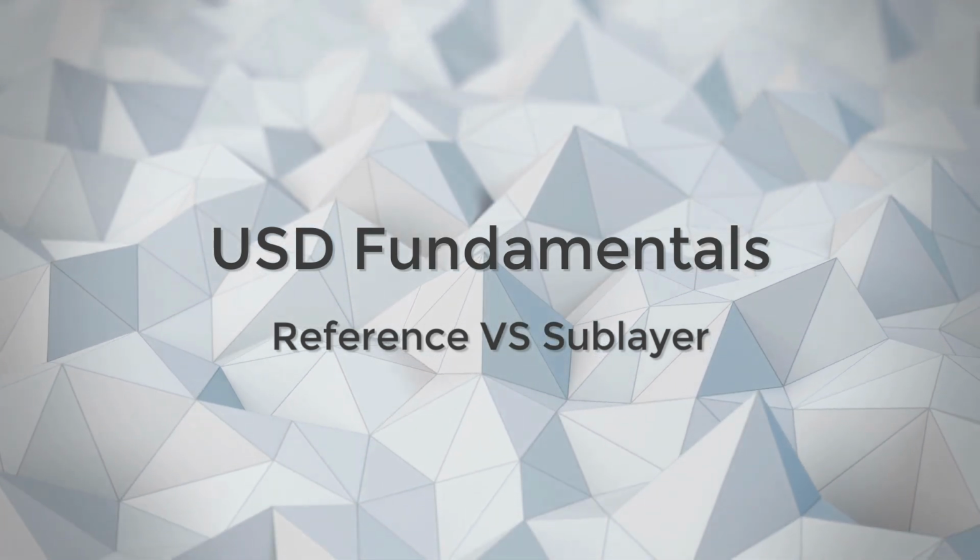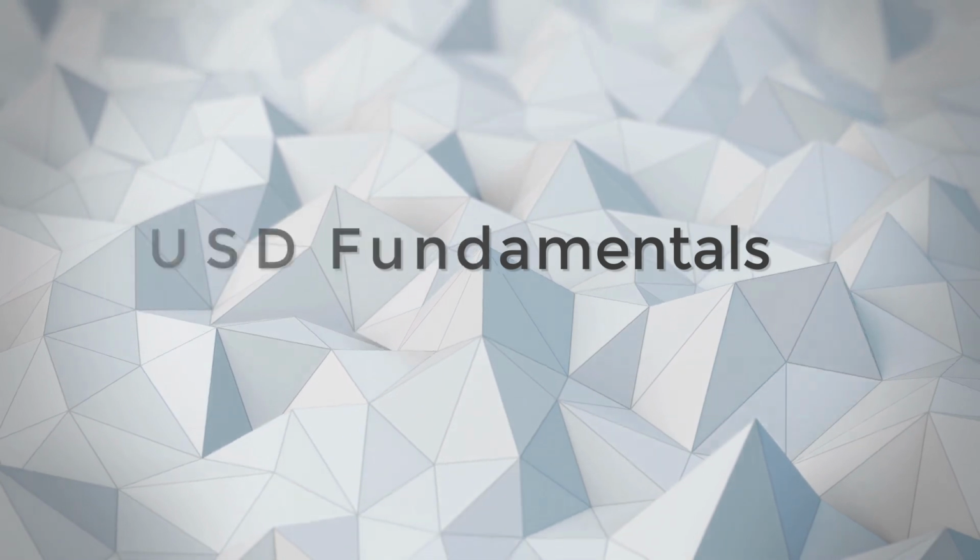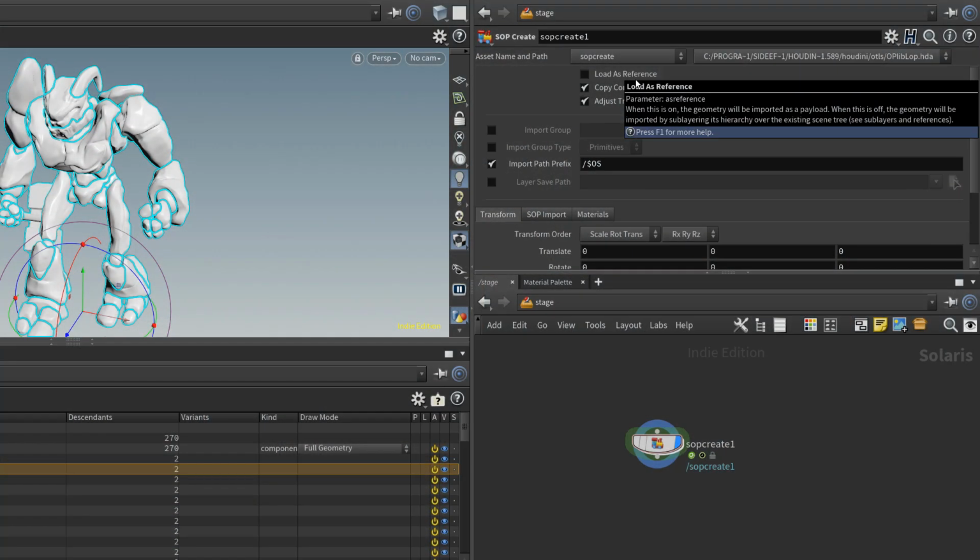What Houdini's help is telling us is that with USD you have two ways of importing the content of another USD subfile. They might look very similar, but the first one is sublayering the tree of the imported file over the current tree, while the other one is called referencing. It basically attaches the content of the imported tree as a branch on the existing tree.